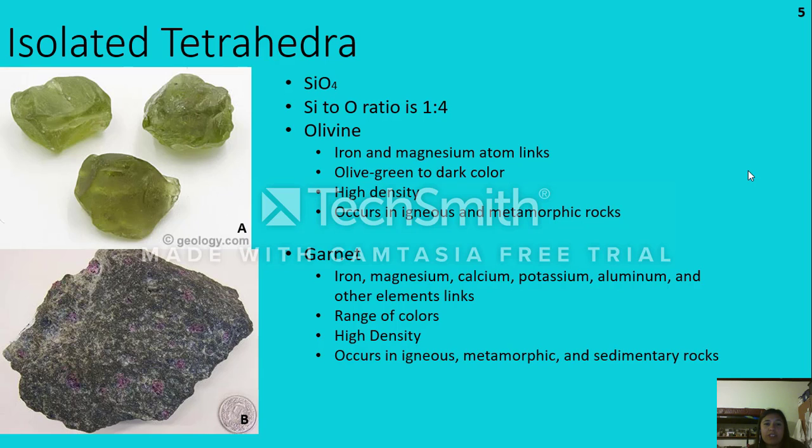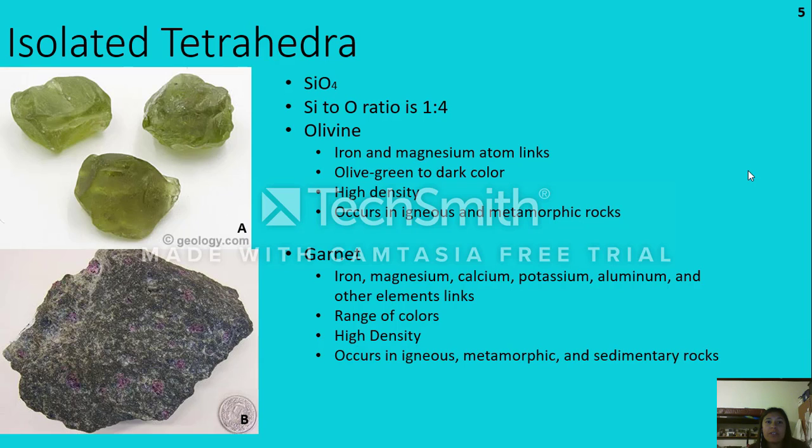The isolated tetrahedra have a base chemical formula of SiO4. All members of this group initially have a net charge of -4 because of the silicon having a +4 charge and each oxygen having a -2 charge. The silicon to oxygen ratio is the lowest for isolated tetrahedra. The ratio is 1 to 4.